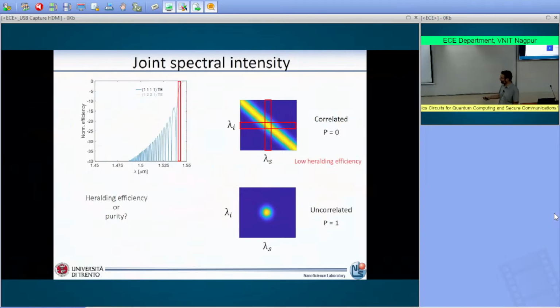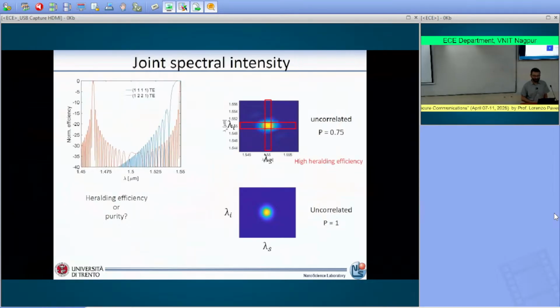And so the photon in this case is strongly uncorrelated, and we can use those photons as a single photon source. What is the problem here? The problem is the fact that we are filtering out a lot of generated photons. And so the source will have a very low heralding efficiency, meaning we will have only few photons that are generated. And so we have to compromise the efficiency, so the brightness of the source, in order to get a high purity.